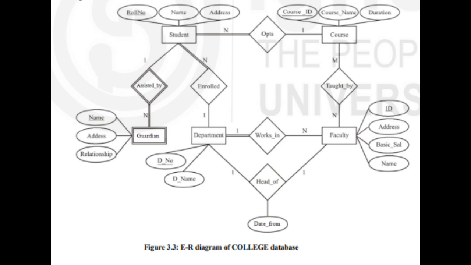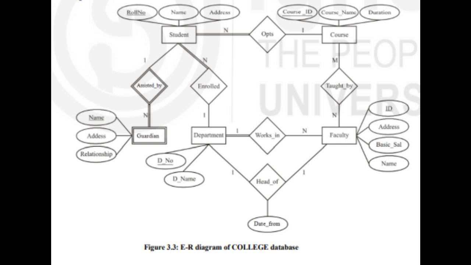3. Opts is a 1:N relationship between course and student. Participation from the student side is total because we are assuming that each student opts for one course, but the participation from the course side is partial, since there can be courses that have no students. 4. Taught_by is an M:N relationship between faculty and course, as a faculty can teach many courses and a course can be taught by many faculty members.